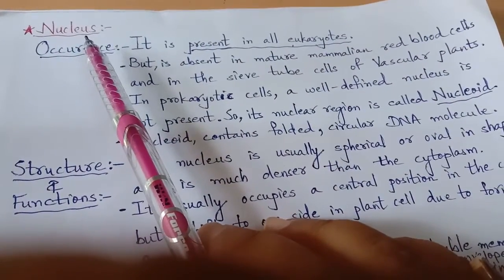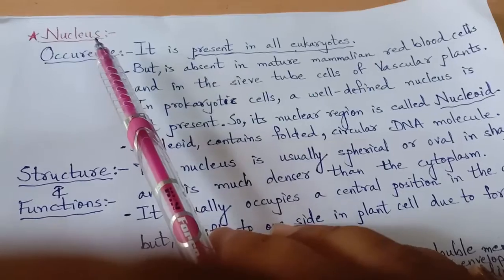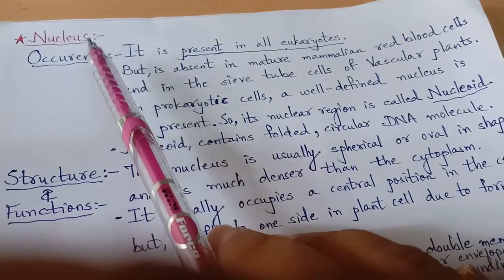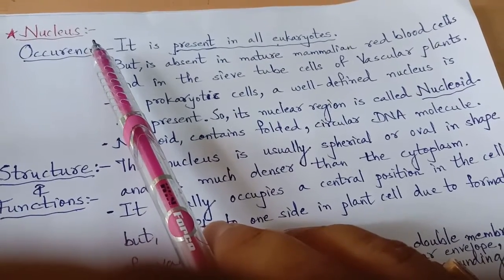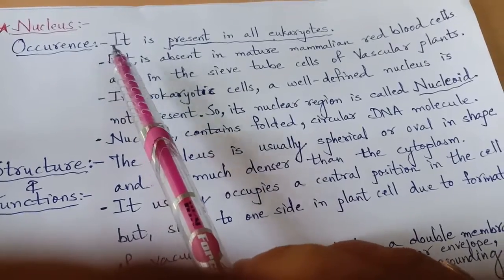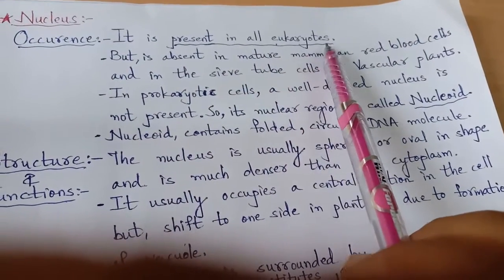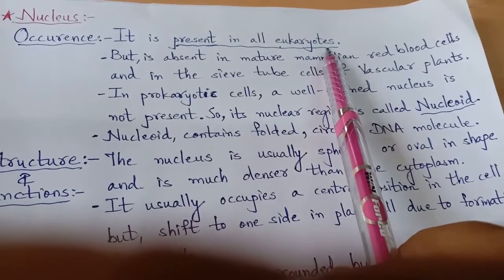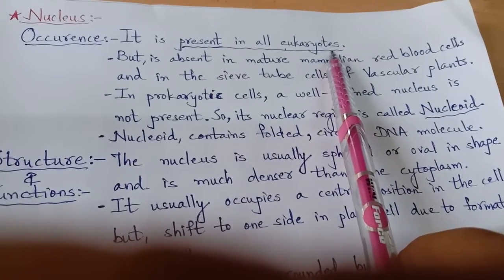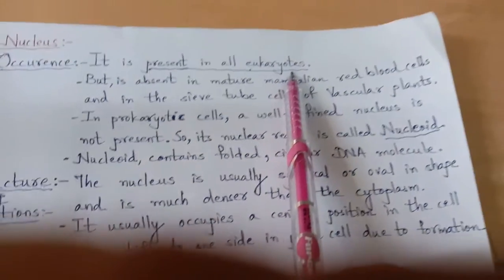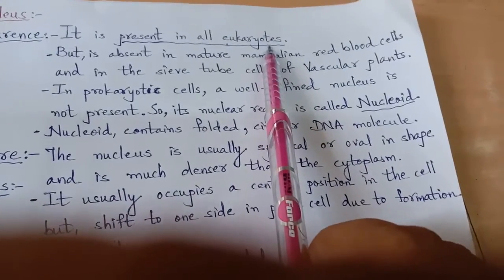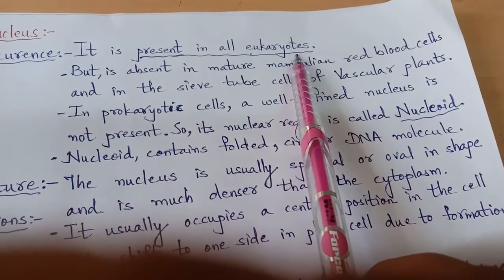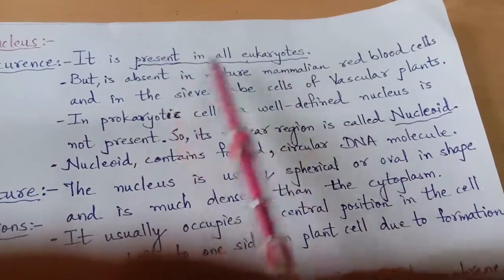Now one more basic structure of the cell, as I told: plasma membrane, cell wall, cytoplasm, and here is the nucleus, the center of the cell. Where do we find the nucleus? It is present in all eukaryotic cells, eukaryotes, that means a well-developed nucleus. The cell which has a well-developed nucleus is called a eukaryote, and the nucleus is called a eukaryotic nucleus, and that cell is called a eukaryotic cell, which we have already explained. I have explained it in the further videos.